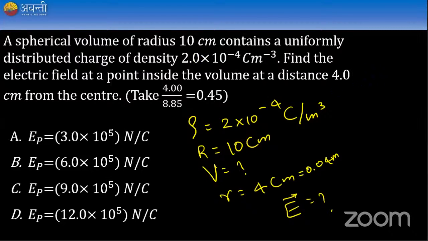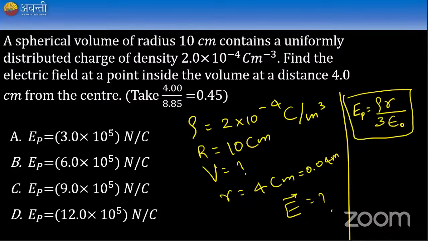So guys, what's the expression we got? If you know the expression, please try to substitute directly. If you don't know, you could also try to check that expression. EP is equal to rho times R by 3 epsilon naught. So this was the expression which we derived. Guys, plug in the values, you'll get the answer.